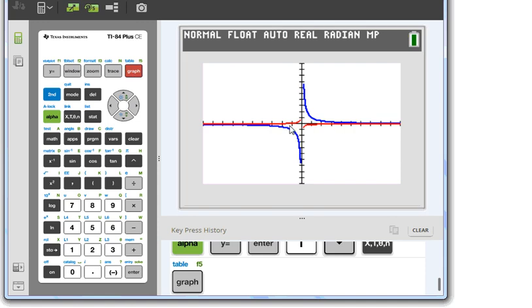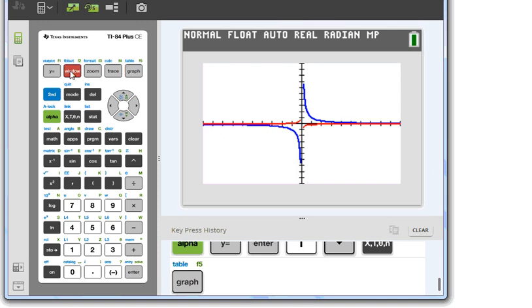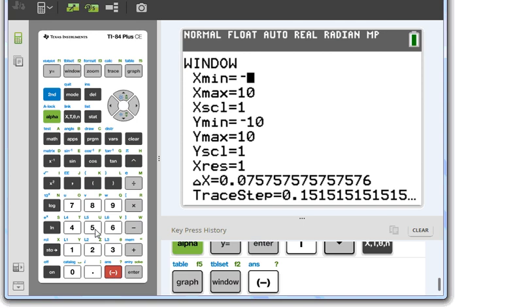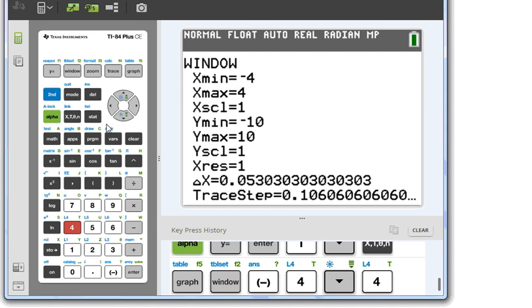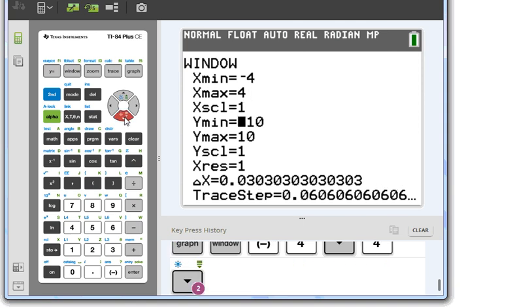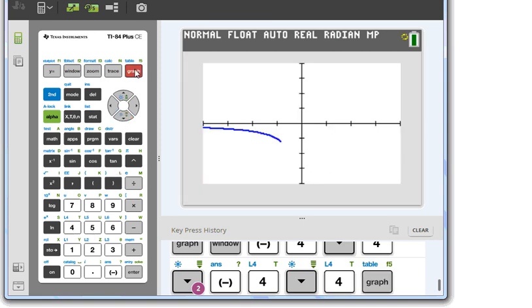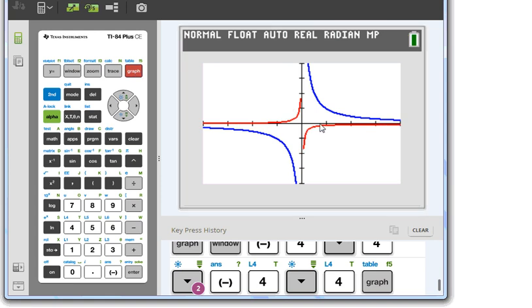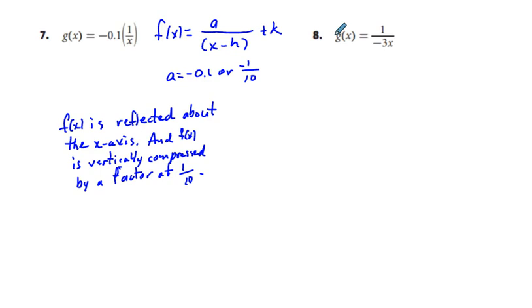And it's kind of hard to see here. If we go ahead and take a little bit tighter view of it, change the window to negative 4, 4. Yeah, the red one's harder to see when you vertically compress and you really zoom in on what's going on. Yeah, so 1/10 of the amplitude and reflected about the x-axis. So that's what it is.